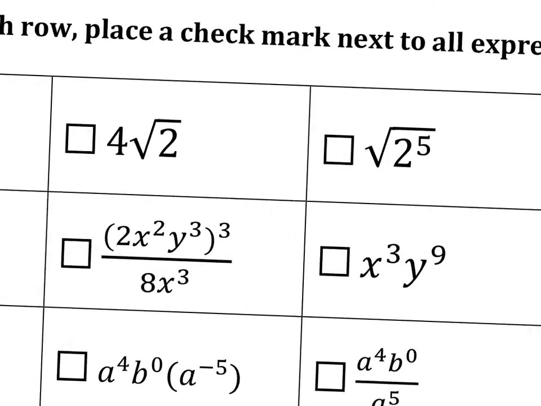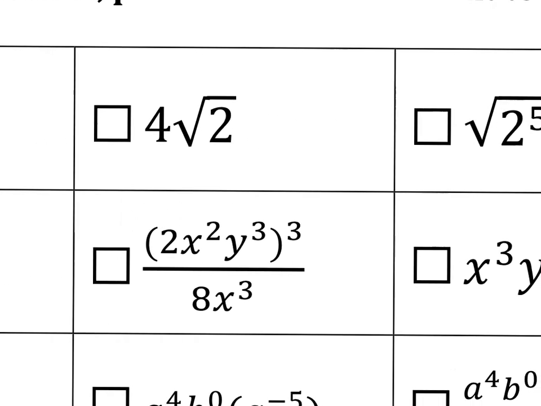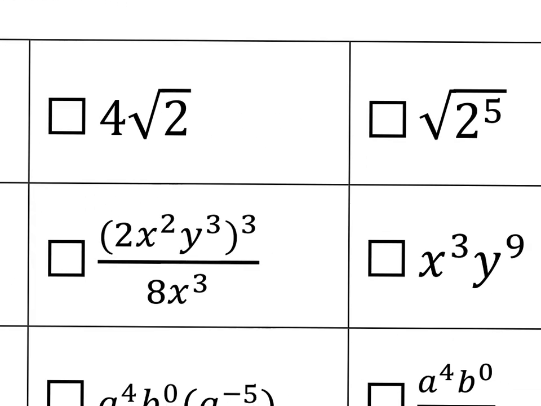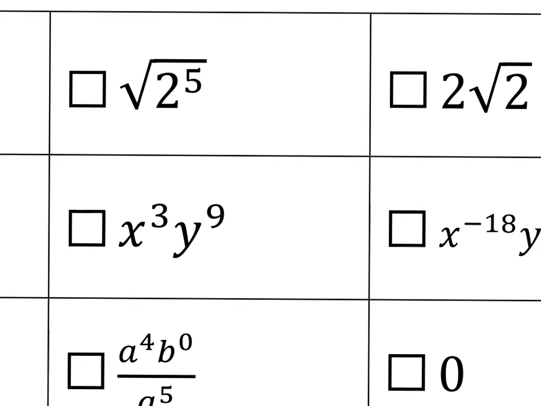So looking at row 1, the first one is 4 root 2. Square root of 2 is already broken down all the way it can be because this guy's prime. So there's really not much I can do here. So let's keep going and see if this is a similar answer.